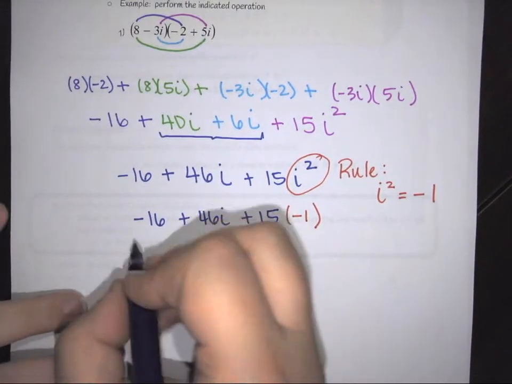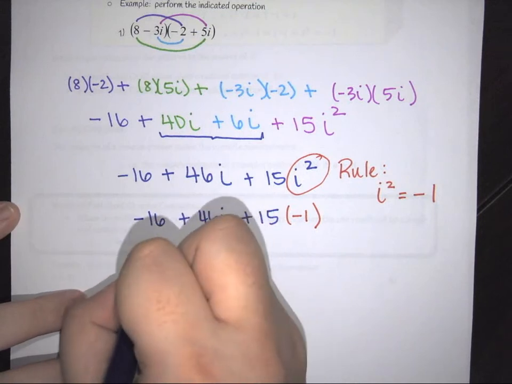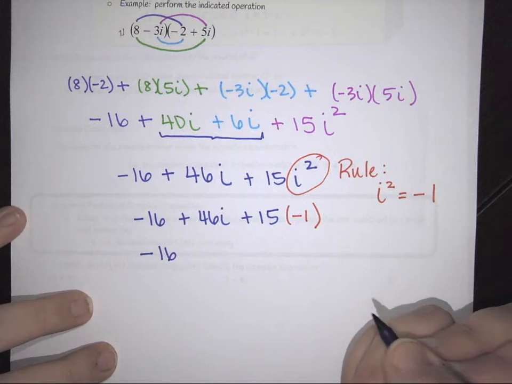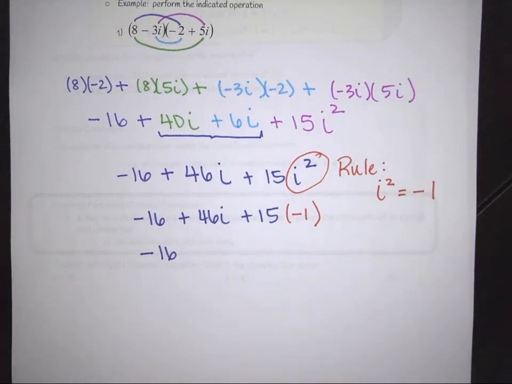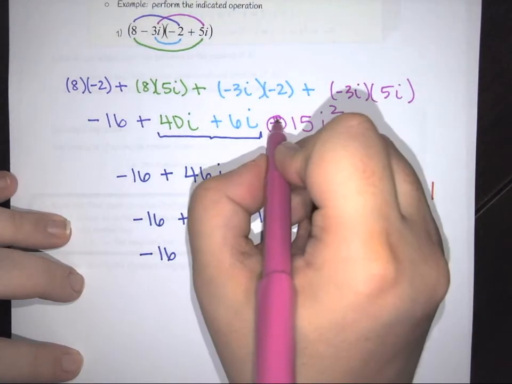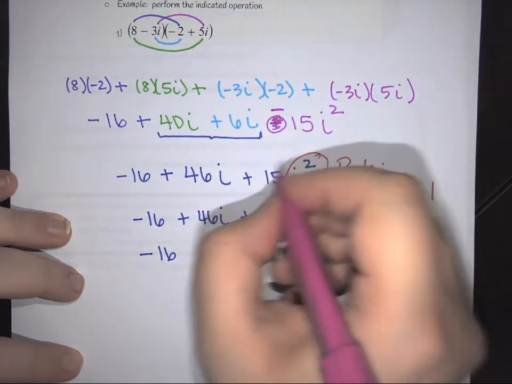If we keep reducing, this is going to be negative 16. Sorry, I just noticed I made a mistake with my sign, and it's right here. This was negative, so this should be a negative, not a positive.